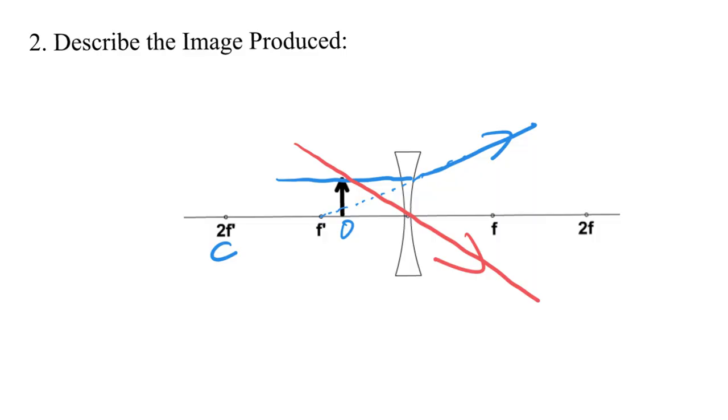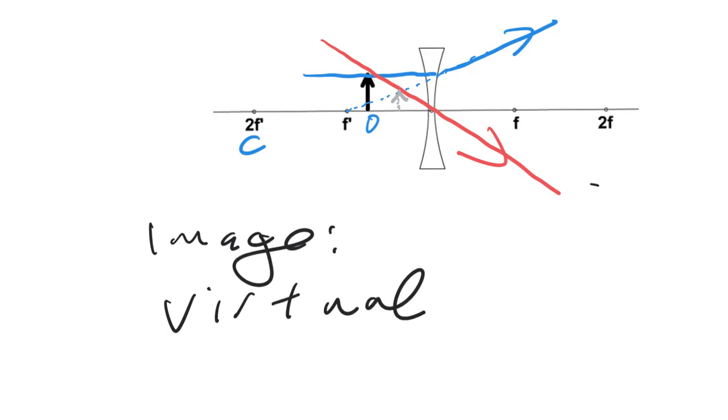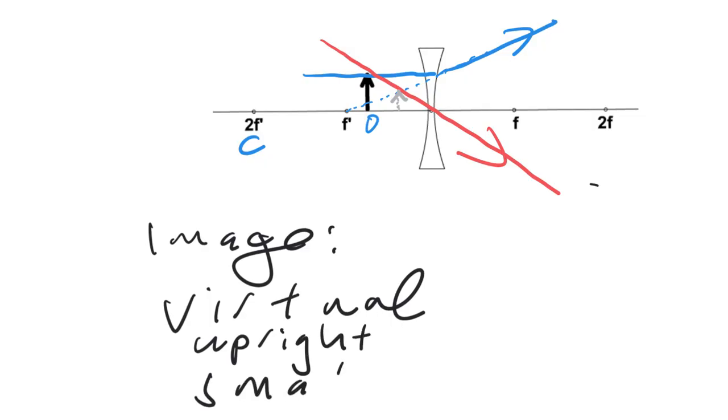I don't see them meeting on the real side of the lens. I only see them meeting here on the virtual side. So my image characteristics are virtual, can't be caught on a screen because it's not on the opposite side of the lens from the object. It's on the same side, so you can't catch it on a screen. It's upright and it's smaller than the object.